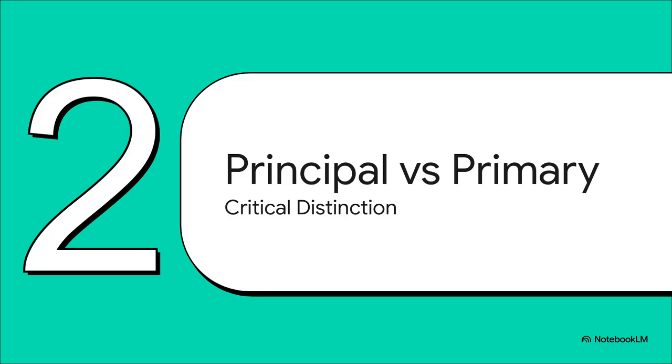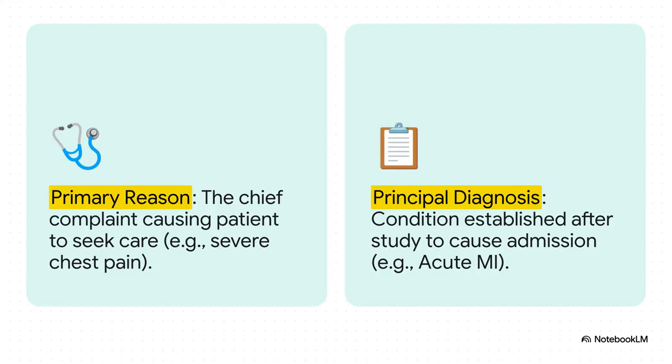Moving on to Section 2, Principal versus Primary Diagnosis. Now, this is a critical distinction, and honestly, it trips up a ton of coders. The big takeaway here is this. The primary reason gets the patient in the door, but the principal diagnosis is what actually determines the MSDRG. The primary reason is just the chief complaint, say severe chest pain, but the principal diagnosis, that's defined by official guidelines as the condition established after study to be chiefly responsible for causing the admission. The entire DRG assignment hinges on finding out what that underlying condition truly was.